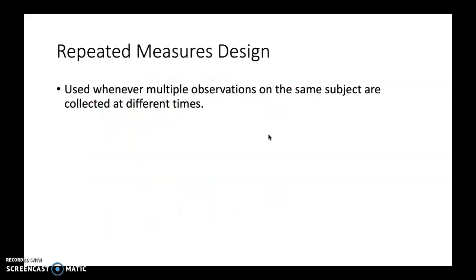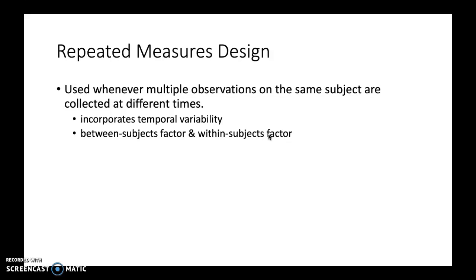And what we see here is that we use these repeated measures designs whenever multiple observations on the same subject are collected at different times. So samples are not truly independent because they're coming from the same subject, but we are expecting to evaluate the change, in this case the change in hormone levels. The nice thing about a repeated measures design is that it incorporates temporal variability, so how a system changes across time. And you can look at variation between subjects factors and within subject factors. Multiple observations within subject factors are not independent. So this is just what I was saying before.